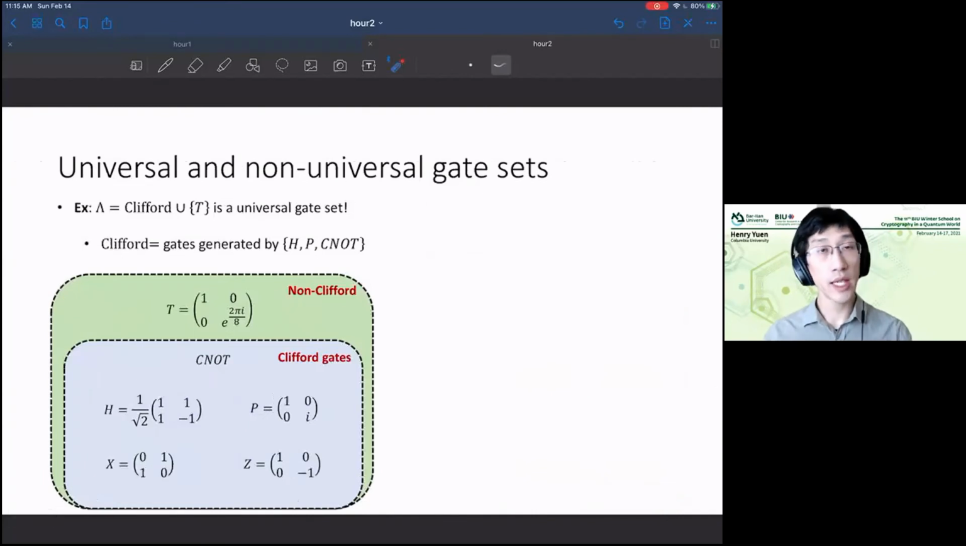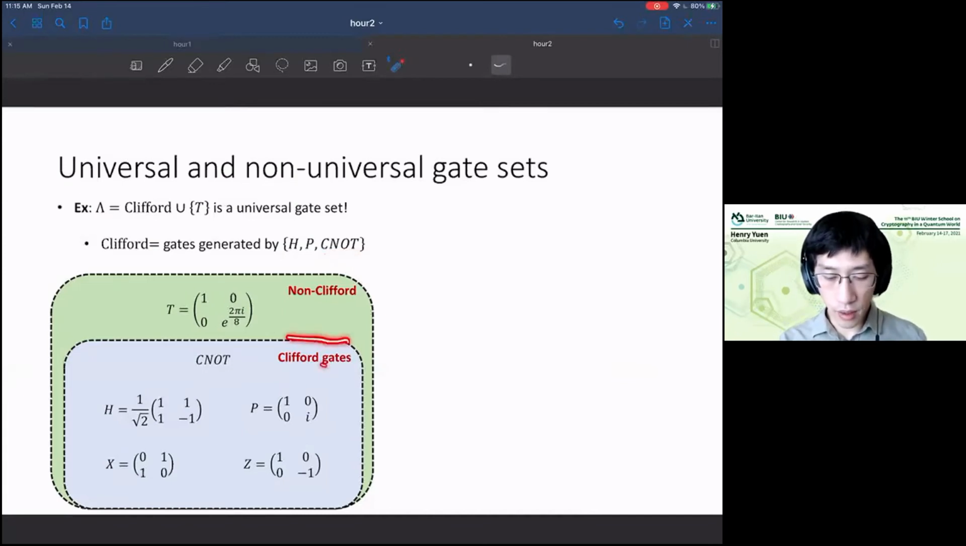Okay, so what are examples of universal gate sets? There's many. People come up with all sorts of different universal gate sets. Here's maybe the most important one for this winter school. This gate set is called Clifford plus the T gate. Okay, this is a universal gate set. What's Clifford? It's a very important subset of unitaries that are generated by the Hadamard, the P gate, this phase gate, and the CNOT.